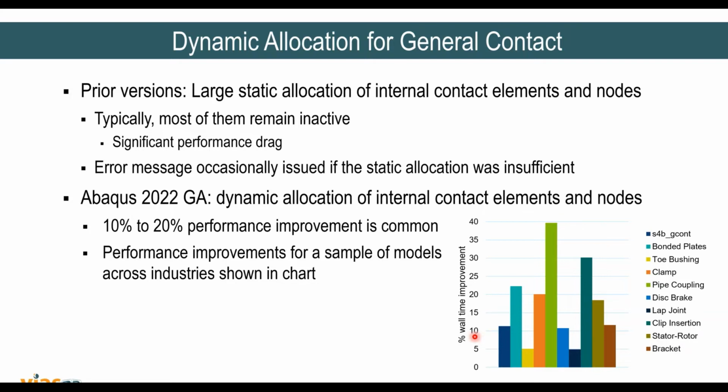If you look at the example here, a variety of different problems have been tested for this performance improvement, starting from the bonded plate to the pipe coupling, disc brake, and so on and so forth. You will see the performance improvement varies from 5% to 40%, and that has been a really phenomenal achievement in terms of making general contact more and more usable and more robust as well.